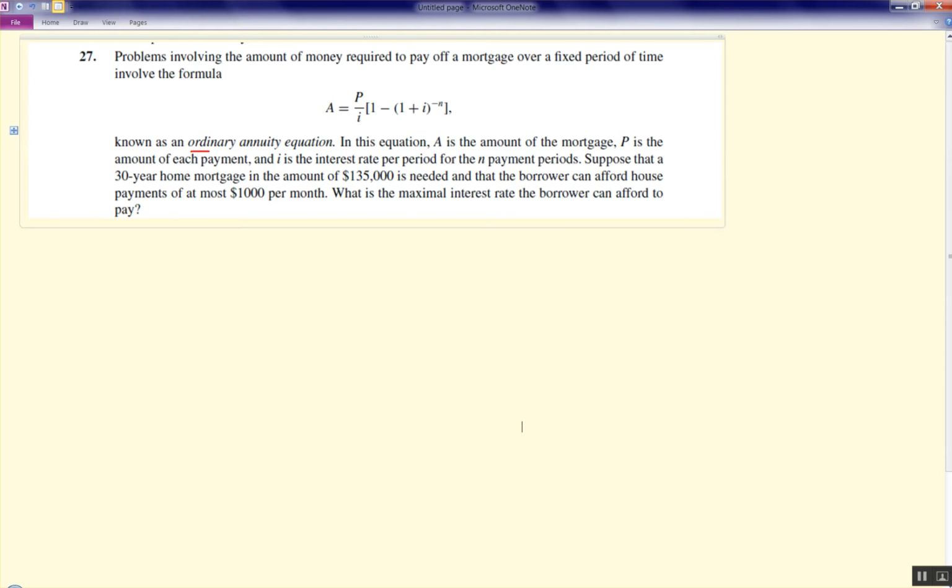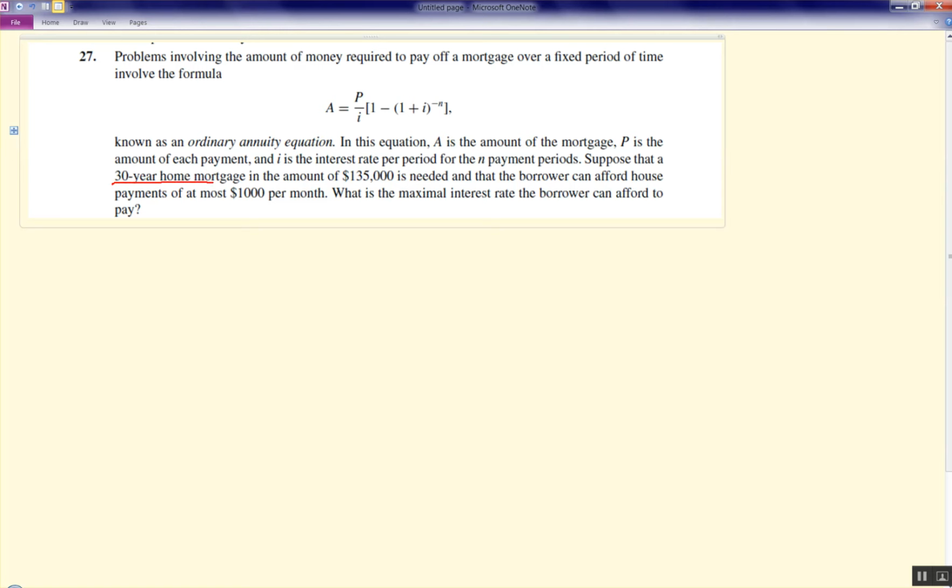This equation is the so-called ordinary annuity equation. Here A is the amount of the mortgage, P is the monthly payment, i is the interest rate per period, and n is the number of payment periods. If you pay each month, then n is how many months you want to pay off the mortgage, and i will be the monthly interest rate. Now with that, let's take a look at this problem.